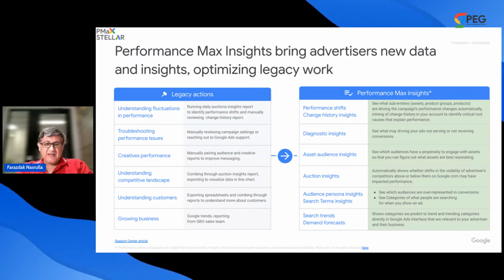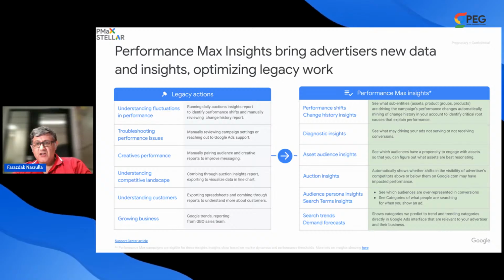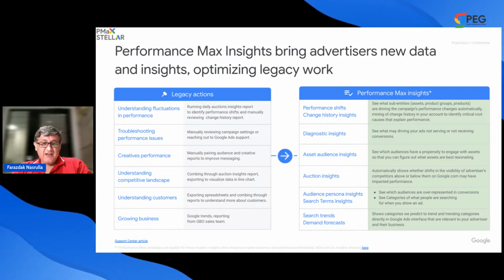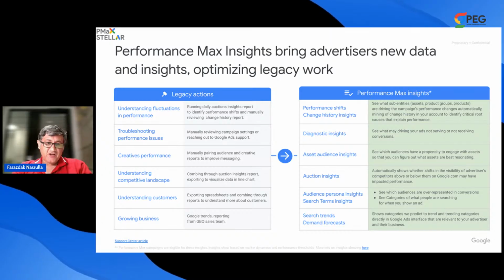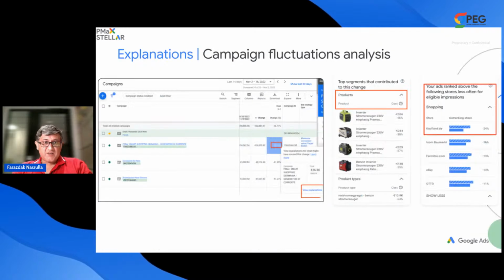Understanding the competitive landscape, combining through auction insights reporting, exporting to visualize data in line charts. You've got auction insights over here, which automatically show whether shifts in visibility of advertisers, competitors above or below them in google.com may have impacted performance. Understanding your customers, you've got audience persona insights and search term insights, which you can leverage. If you're looking at growing your business, there's Google Trends reporting. On the other side, with Performance Max, you can take the search trend demand forecast. You can look at the performance planner, which Shashank spoke about.